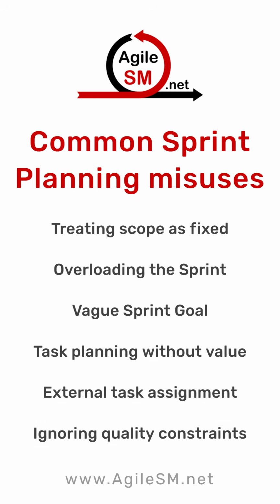Common misuses of sprint planning. Sprint planning becomes weak when teams chase certainty instead of building a usable forecast. Treating scope as fixed blocks adaptation. Overloading the sprint usually creates hidden rework and work that does not reach done. A vague sprint goal leaves the team without a clear decision guide. Starting with tasks instead of value turns the event into mechanical planning. An external task assignment undermines developer ownership and self-management. Ignoring quality and technical constraints is just as risky because it creates plans that look full but cannot produce a usable increment.